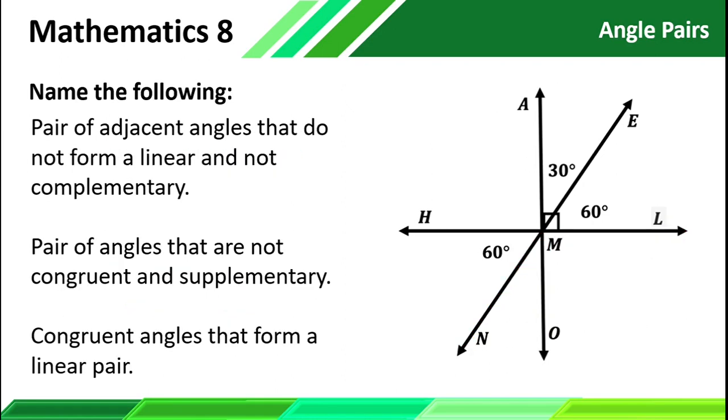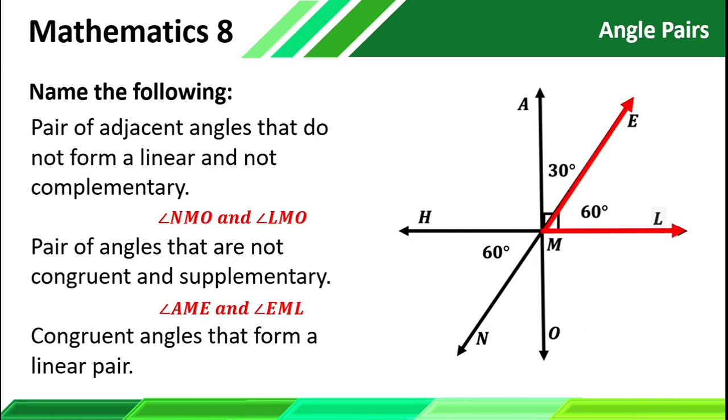Now, let's name a pair of adjacent angles that do not form a linear pair and are not complementary. The best example of this one is angle NMO and angle LMO as well. Why? Because angle NMO and angle LMO is not a linear pair because 30 plus 90 is just 120, and this is also not complementary because like what I've said, 30 plus 90 is 120, not 90.